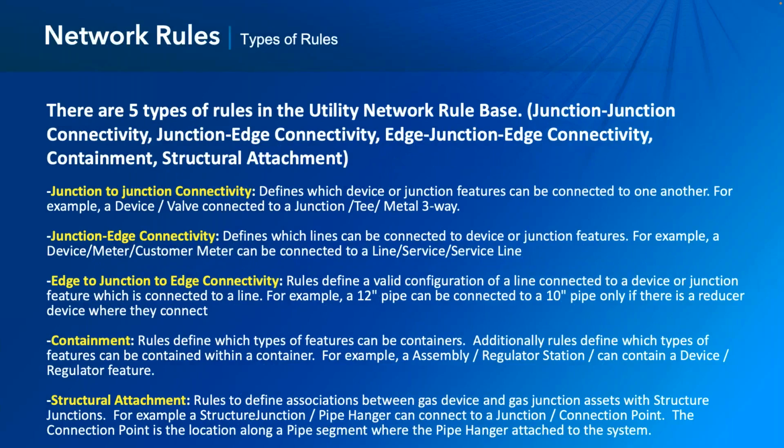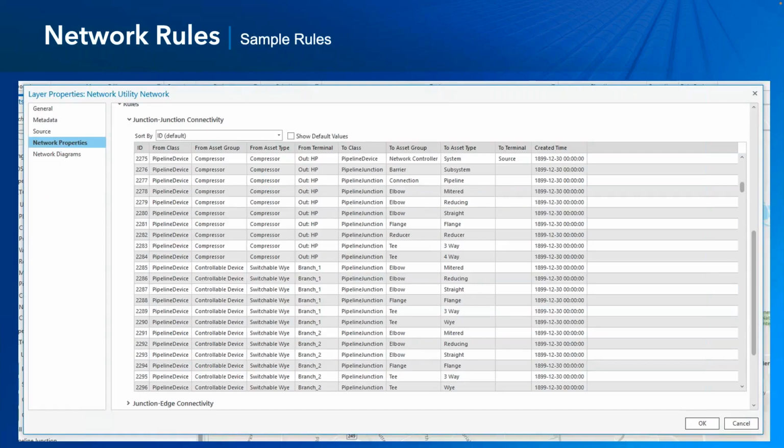So these are the 5 different types of rules that you can build in a utility network. You have junction rules, junction to edge, edge junction, containment, and another thing we call structural attachments. These can be added to the pipe. So as you're building rules and a rule base, these are the 5 different categories that you can pick from. And this is a screenshot from the model that we're going to produce. We have, I'm going to say, over 1,000 different rules already populated in these different categories for you to follow basic pipeline characteristics.